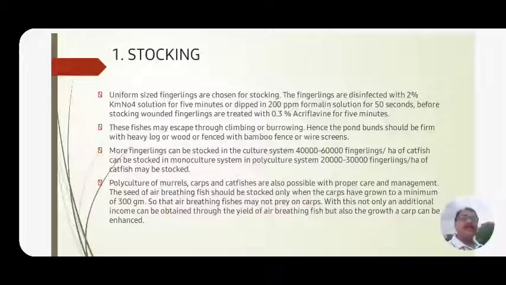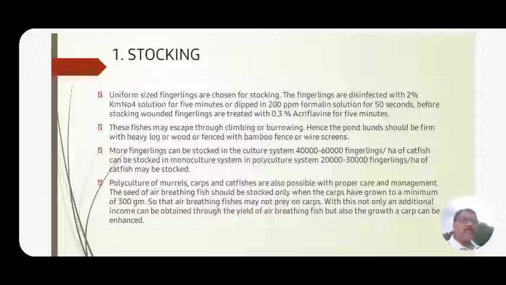More fingerlings can be stocked in the culture system. Near about 40,000 to 60,000 fingerlings of catfish per hectare can be stocked in a monoculture system. Only one species is cultured, that is the monoculture system.